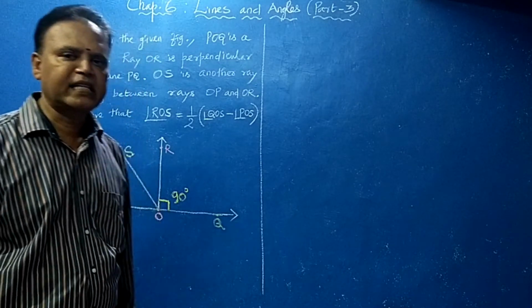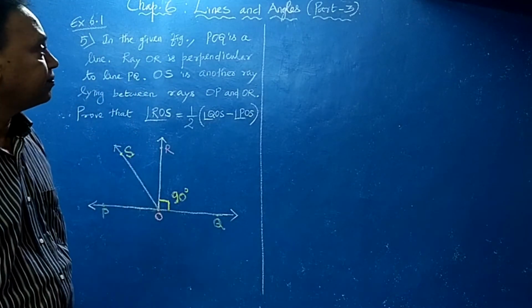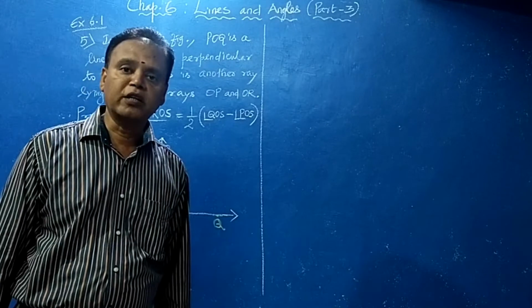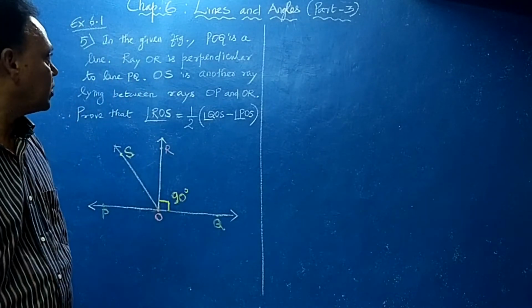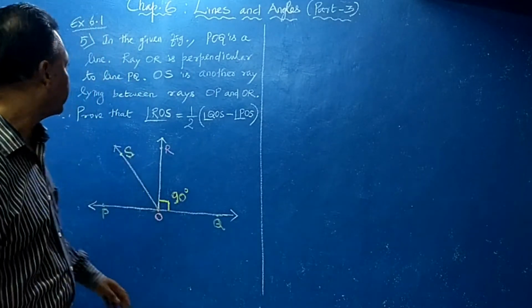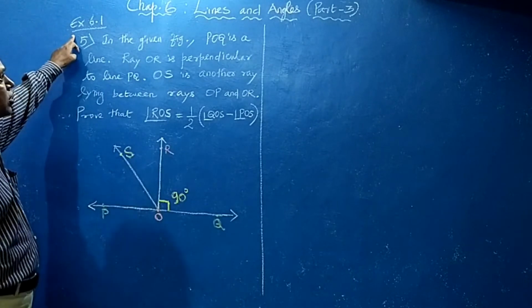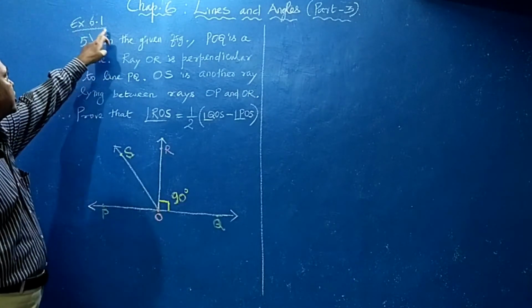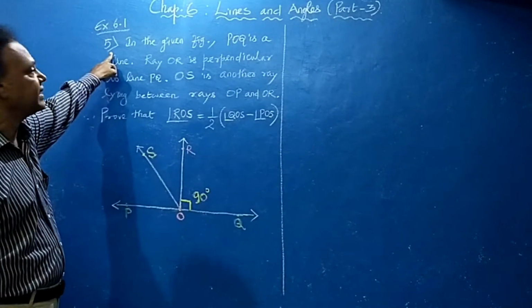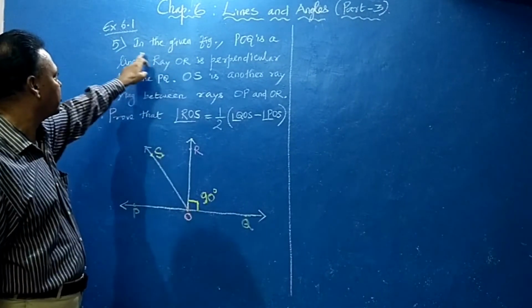Chapter 6, Lines and Angles, Part 3. In Part 2, you learned some problems. We will continue in Part 3 also. That is Exercise 6.1, fifth problem.